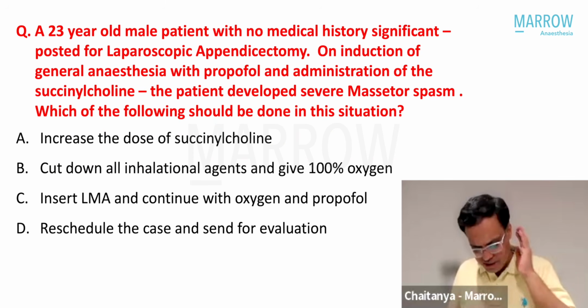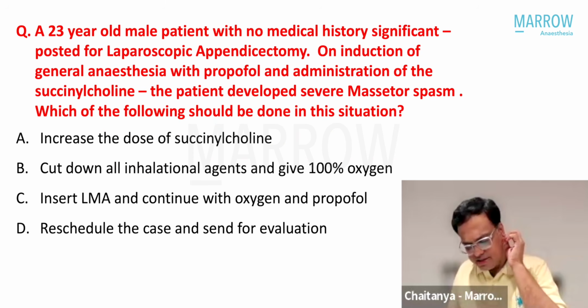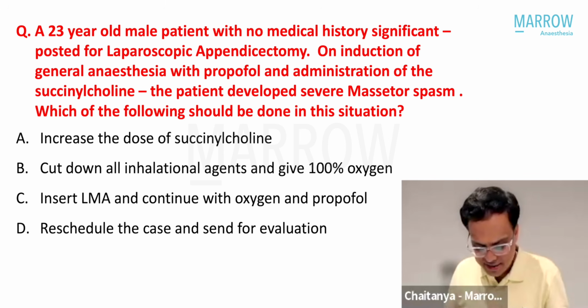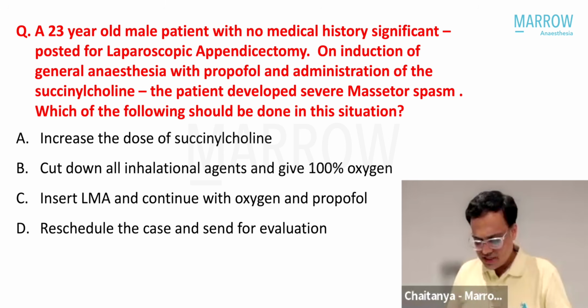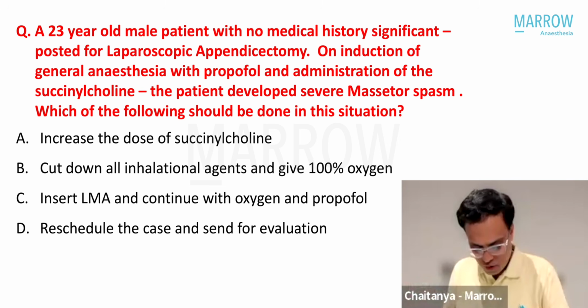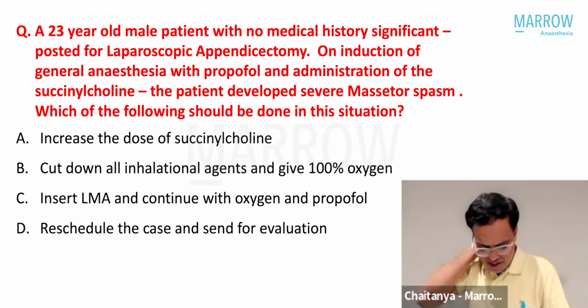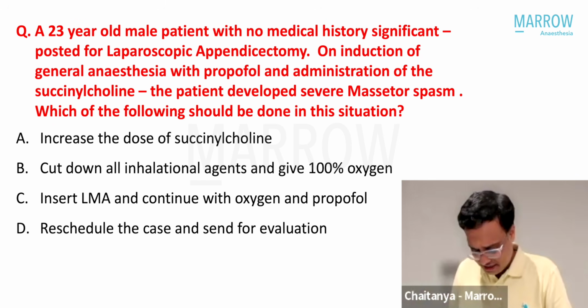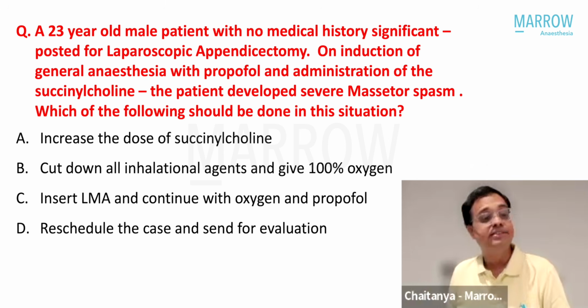Right, the next question: a 23-year-old male patient with no significant medical history is posted for laparoscopic appendicectomy. On induction of general anesthesia with propofol and administration of succinylcholine, the patient developed severe masseter spasm. Which of the following should be done in this situation? Cut down all inhalational anesthetics and give 100% oxygen, insert LMA and continue oxygen and propofol, reschedule the case and send for evaluation, or increase the dose of succinylcholine.